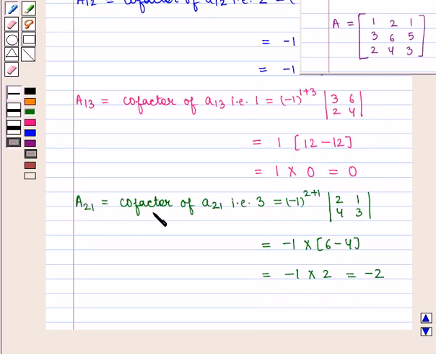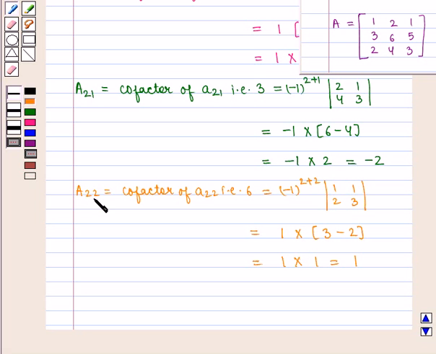A21 is the cofactor of a21, that is 3, and is given by (-1)^(2+1) into determinant containing elements 2, 4, 1, 3, and is equal to (-1)^3, that is -1, into (2 into 3, that is 6, minus 4 into 1, that is 4), which is equal to -1 into (6 minus 4, that is 2), which is equal to -2.